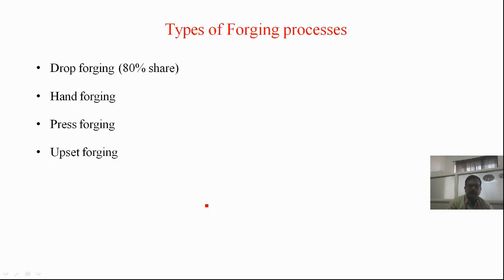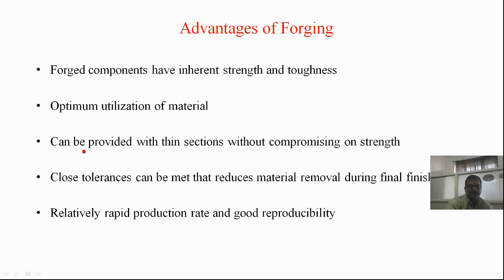Next, deformation, forging. Deformation or the forging operation is the predominant of the deformations. Out of that, drop forging accounts for 80% of the components made in industry. And there are other forging operations like hand forging, press forging, offset forging.